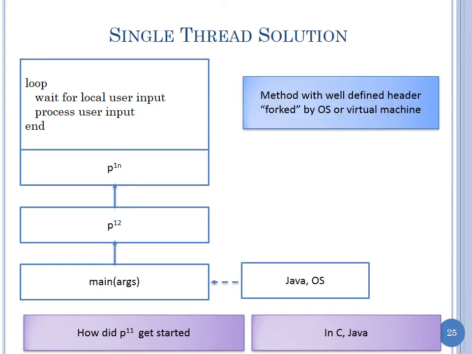So in Java, it could be the Java virtual machine that finds your main method, and in C, it could be the OS that finds the main method and starts it. So we know how that starts. Okay? And I've got two kinds of lines here.